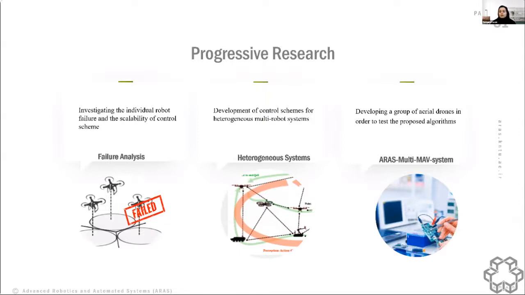Of course, it should be flexible, and the failure of agents should be investigated. On the other hand, the performance of the heterogeneous system in our robotic network should be examined. We don't know the efficiency of the network, or how much it improves using a heterogeneous system.